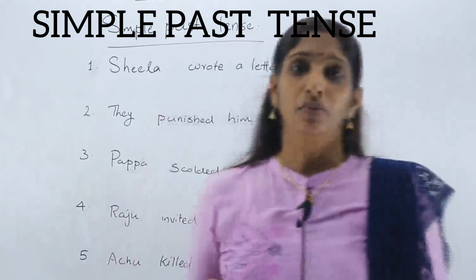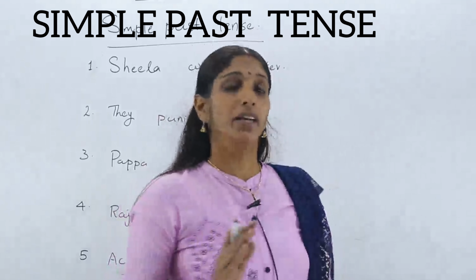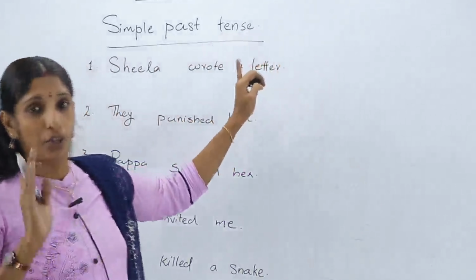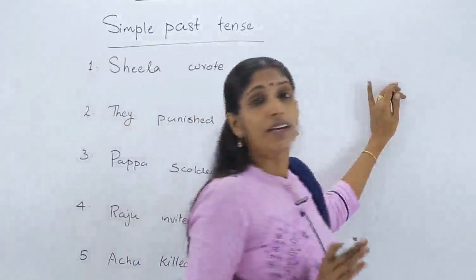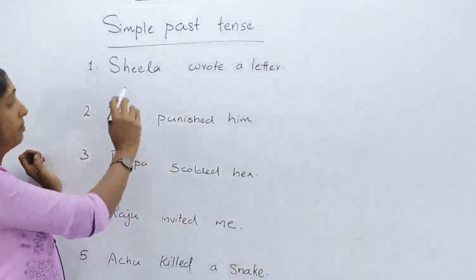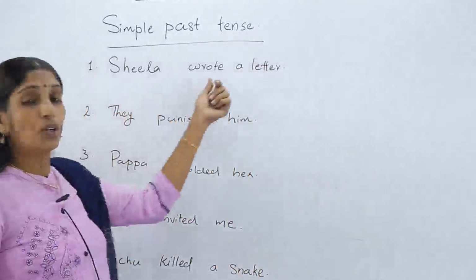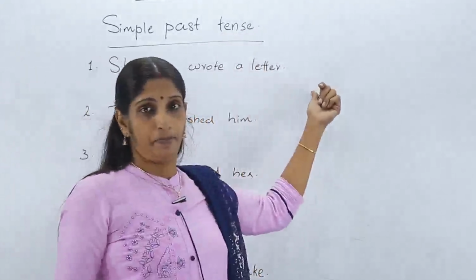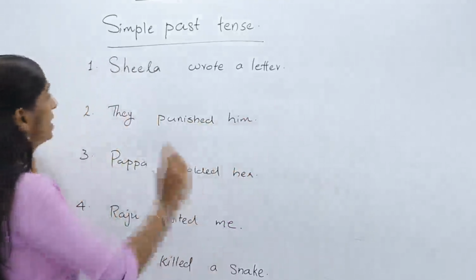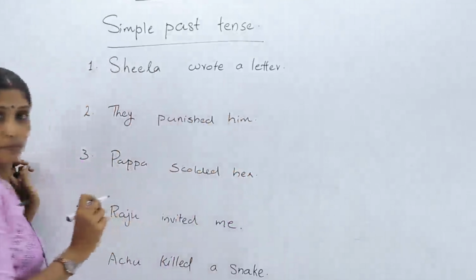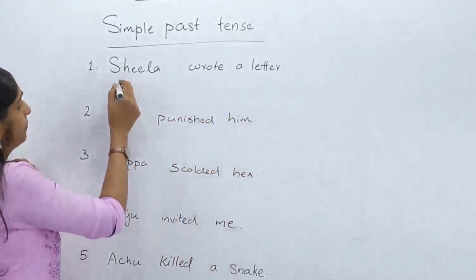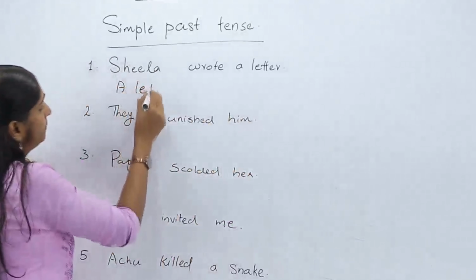Do you all remember what all the changes we made in present tense? Keep it in your mind. The same way we have to do here also. Now look at this example. Sheila wrote a letter. How do we change this? Okay. A letter.